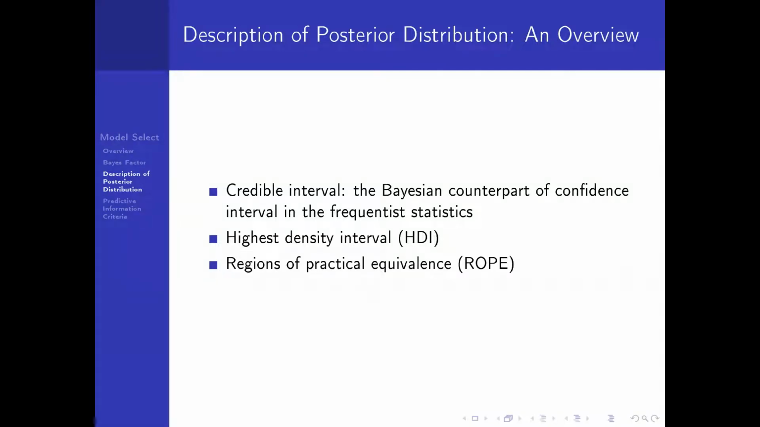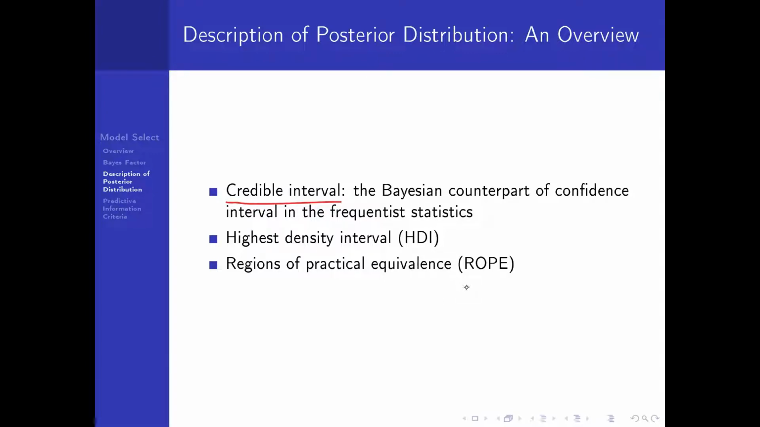Now let me talk about posterior distribution-based measures to provide information about Bayesian inference and model selection. A couple measures I want to go over. First is called credible interval. Credible interval is the Bayesian counterpart of confidence interval in frequentist statistics.